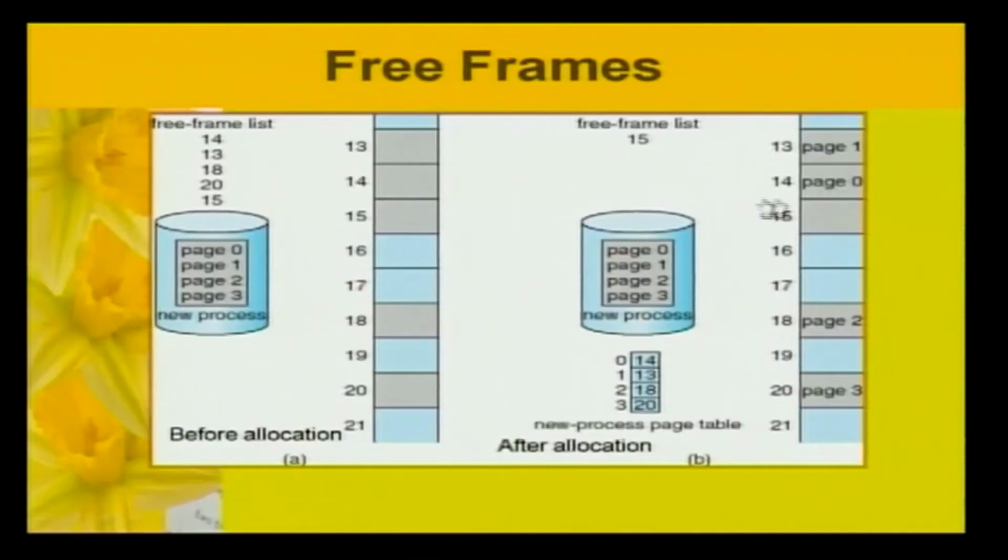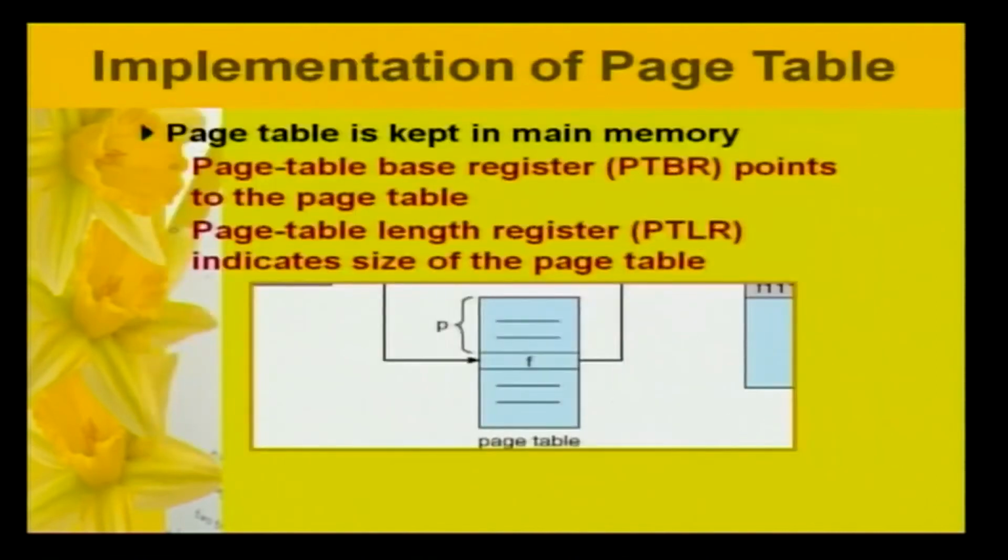After allocation of the pages, from the figure you can identify 13 is allocated to page 1, 14 is allocated to page 0, 18 and 20 are also allocated, and 15 is the free frame. You can see the allocation, and the page table now has 14 for entry 0. That means page 0 is in frame number 14, as indicated in the figure. This is how an operating system maintains the free frames available.